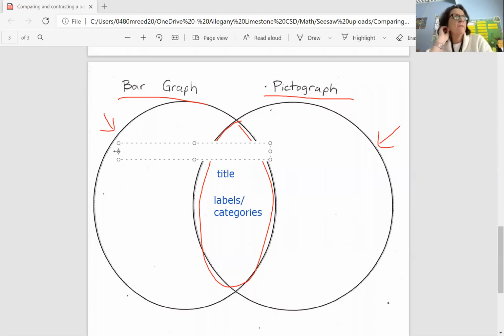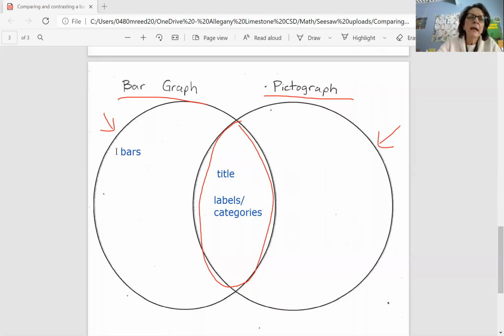Now let's go over to the bar graph and type something here. What does the bar graph have that makes it different from the pictograph? Well, hopefully you said bars. That's the most obvious thing, right? So we're going to put bars. Bars is the thing that sticks out the most as being different from the pictograph.